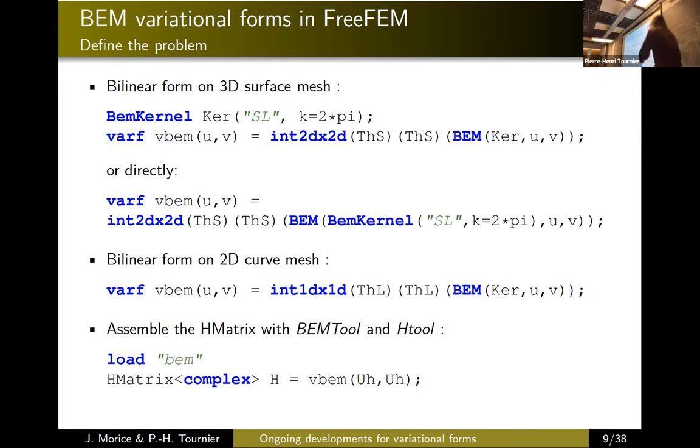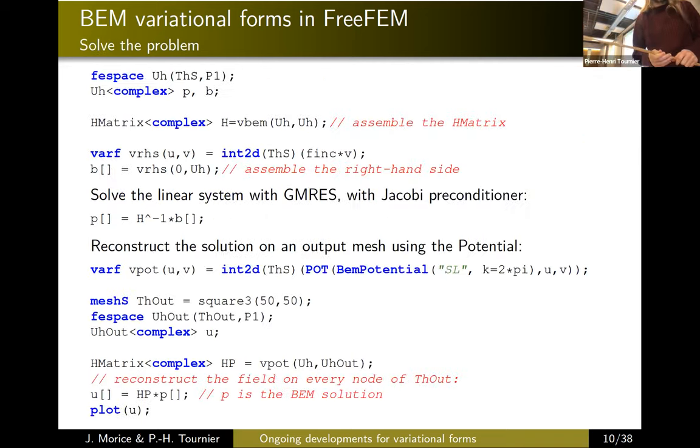And you need to load the BEM plugin, which basically loads the BEM tool and H-matrix tool interface in order to use these libraries. Okay, and so now finally, to solve the BEM problem, here is my matrix.